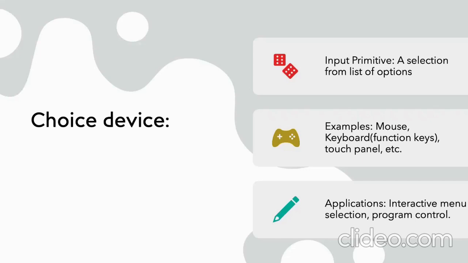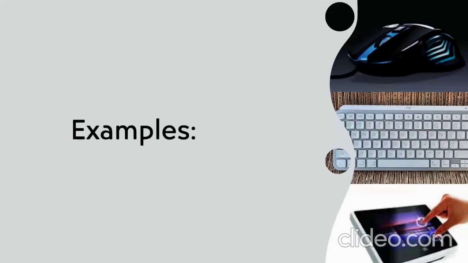The whole point here is the selection, which happens from a list of options. The examples are the mouse, keyboard, and touch panel, and the applications are interactive menu selection and program control. And these are the examples for it.